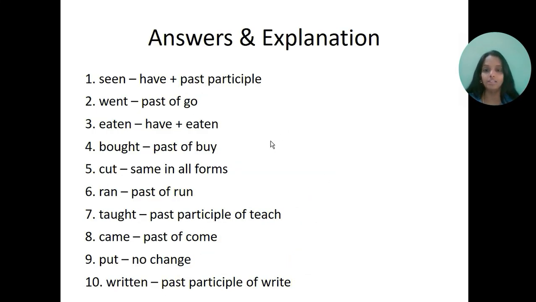For the first one, seen. I have never seen a panda before. Okay, seen. This is have plus past participle. So I have never seen. The second one, she went to the school yesterday because went is the past form of go. They have eaten all the cookies. Have plus eaten. And for the fourth one, we bought a new car last month. Bought. So which means the past tense of buy.